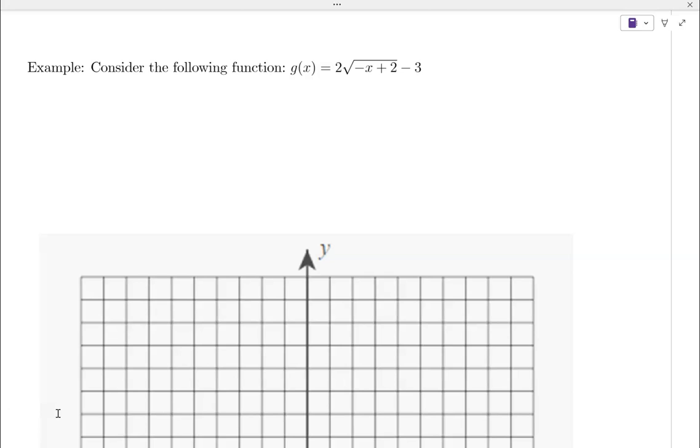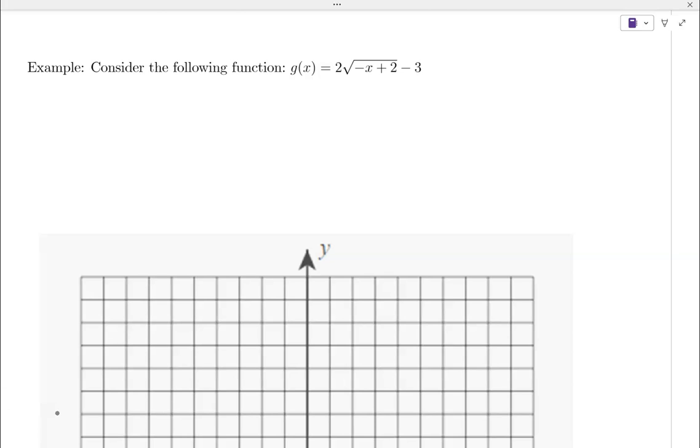So let's look at this example where g of x is 2 times the square root of negative x plus 2, minus 3. Much like what we talked about last time, let's collect what information we have about what types of transformations we might have and how many we might see. So notice we've got this number on the outside multiplied.